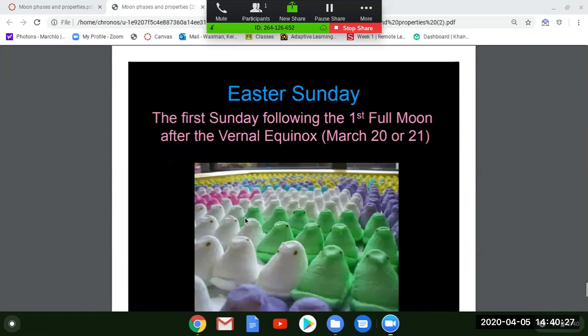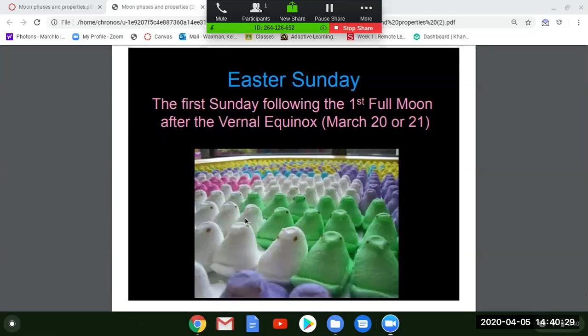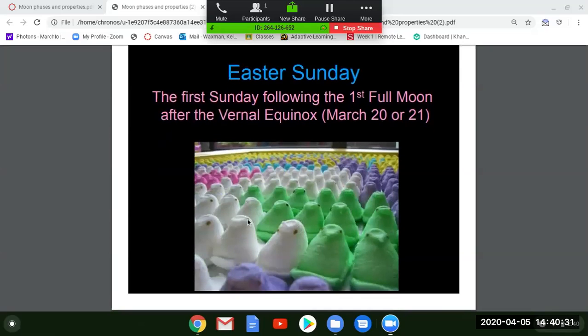Okay, Easter Sunday. I'd like you to know the definition of Easter Sunday, as far as what they pick for when the Sunday is going to be. Easter Sunday is defined as the first Sunday following the first full moon after the vernal equinox. Now, just a couple of weeks ago, we had the vernal equinox. And our Easter's coming up.